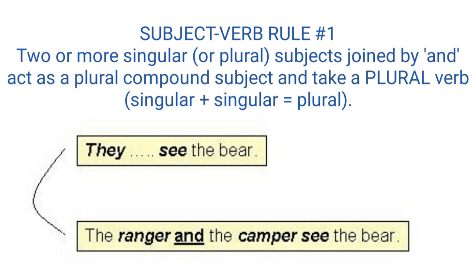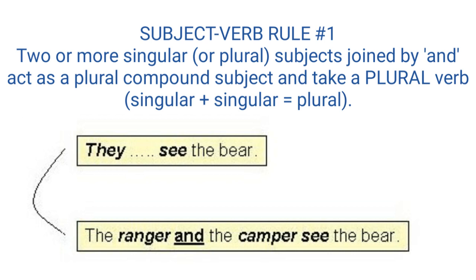Look at this example. They see the bear. The ranger and the camper see the bear. The ranger, that is a singular subject. The camper, that is another singular subject, and they have been joined by using the word and. So we used the verb in its plural form, that means see.